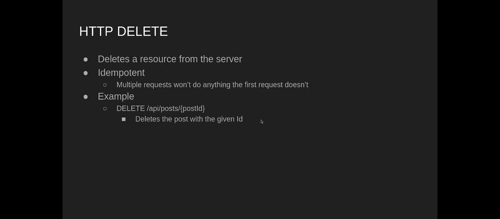All right, HTTP delete. Like the name implies, it deletes a resource from the server. It is idempotent. Since we are deleting a resource, if you request to delete that resource again, nothing's going to happen. So an example is delete /API/post/postID, and it will delete the post with the given ID. In our restaurant example, that is telling the waiter, never mind, I don't want to eat here anymore, cancel my order. And then they will cancel your order.